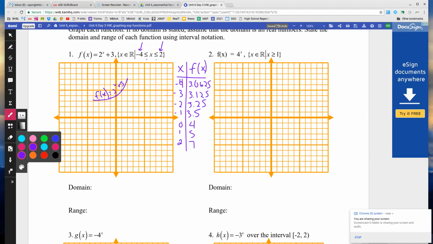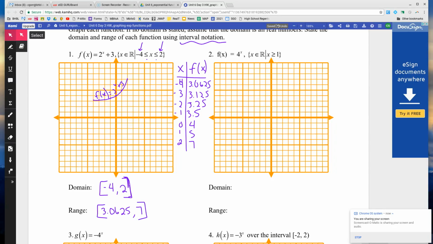All right, so my domain was given to me, and it says to use my domain in writing this in interval notation. So in interval notation, I'm going to be using closed brackets, and I'm going to say that this goes from -4 to 2, and again, close my bracket. Now my range. When I'm looking at my range, I'm looking for my lowest y value versus my highest y value. So my lowest y value from my table, 3.0625. My highest value, 7, again using closed brackets because they are both closed circles.